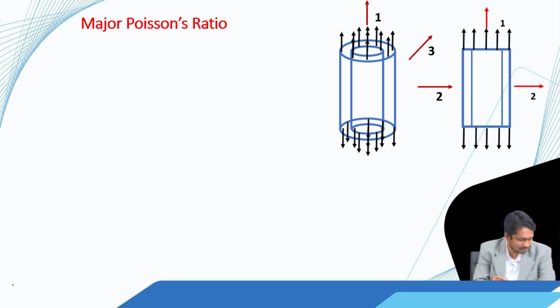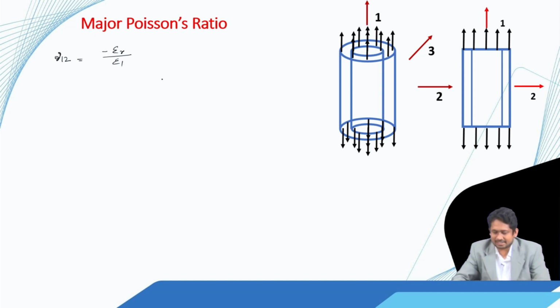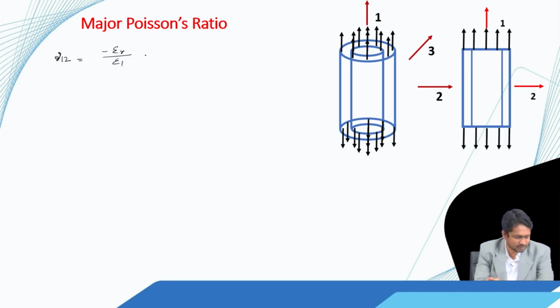So, our interest is in the quantity nu 12, which can be defined as minus epsilon r divided by epsilon 1. Now, our response is axisymmetric. So, we can say that epsilon 2, that means transverse strain along the direction 2, is same as epsilon r. So, that is why it is minus epsilon r by epsilon 1.